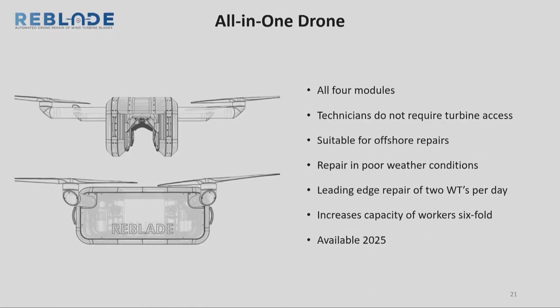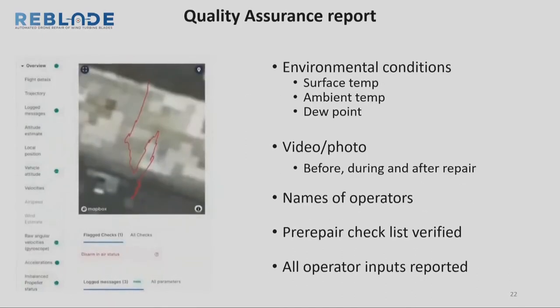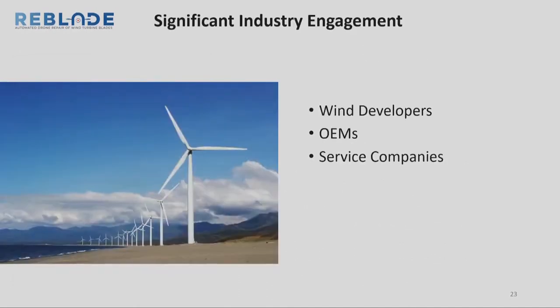And then the full one with all 4 of the modules will be available towards the end of 2025, and I think that's quite conservative. You can do at least 2 turbines a day with that drone. Every inspection will come with a quality assurance report, videos of the damage before, verification of the work that's been done. You'll obviously have to record that all the environmental conditions were right before you applied the coatings and did the repair. And any other operator information will also be recorded there.